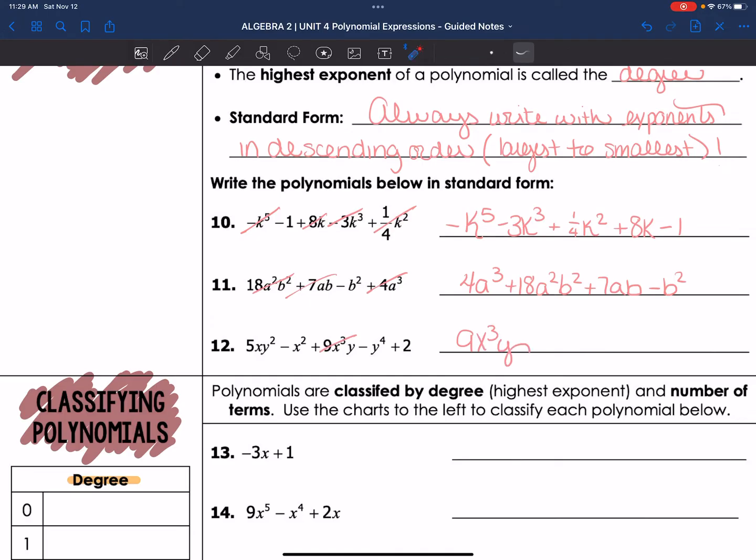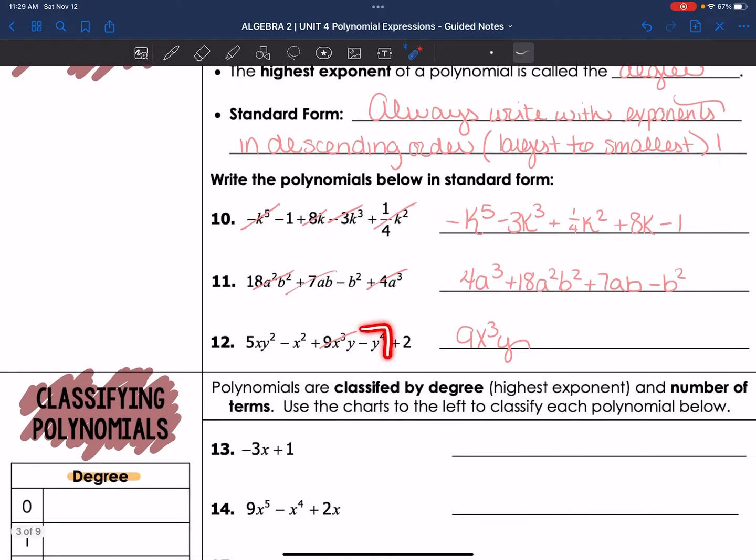Not to be confused with this one. Yes, that has the highest degree. That's the highest degree term, but it's not for the letter that came first in the alphabet. So make sure you follow your alphabet.